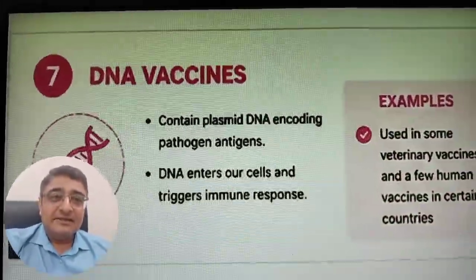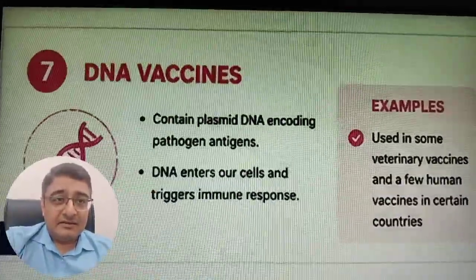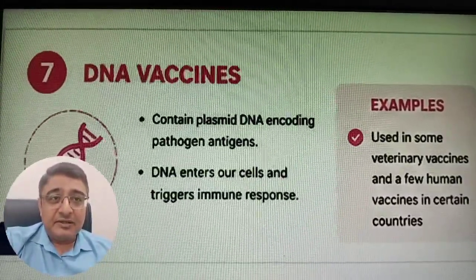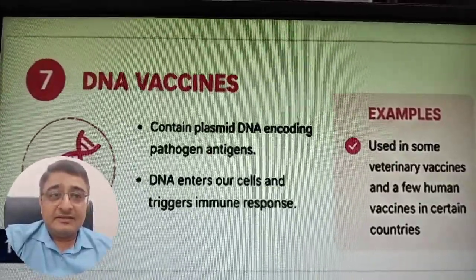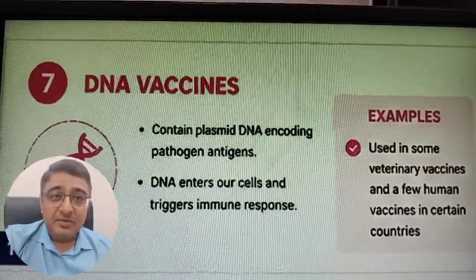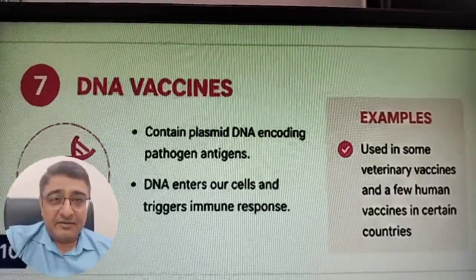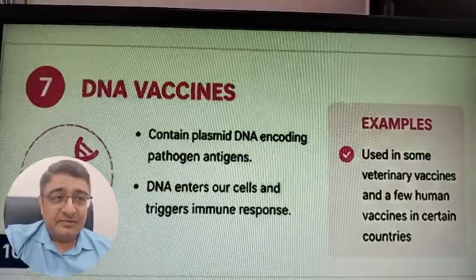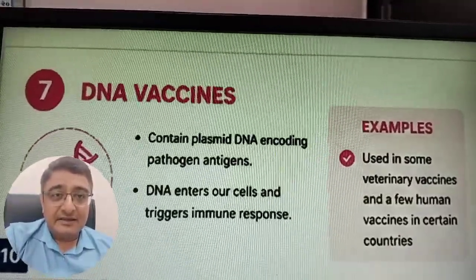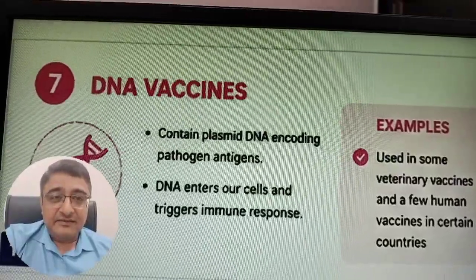And then DNA vaccine is also a genetic vaccine. Here it contains a plasmid DNA encoding pathogen antigens, and this DNA enters inside our cell and triggers the immune response. We do not have any DNA vaccines in veterinary science right now, and some human vaccines in certain countries or some imported vaccines are of this DNA type.